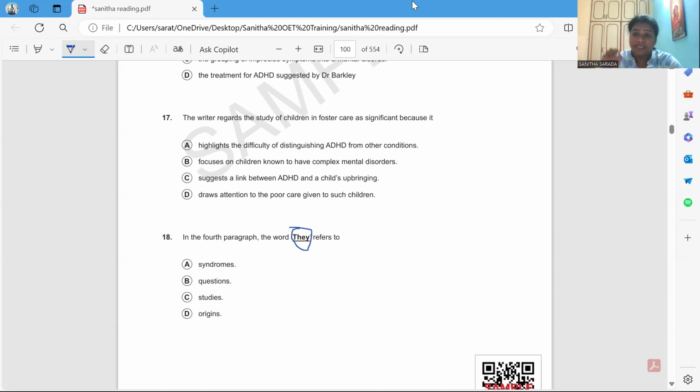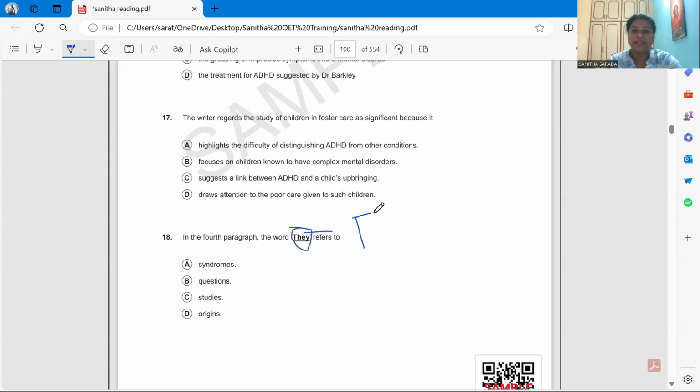So when you get these types of questions, what you have to do is read two sentences before the referral word, before the pronoun. Second, you have to check what is the first plural noun. "They" is referring to more than one person, that is the plural. What is the plural noun they are discussing there? Got it? "They" is the pronoun. You have to read two sentences before this pronoun and check whether they are discussing any plural noun.